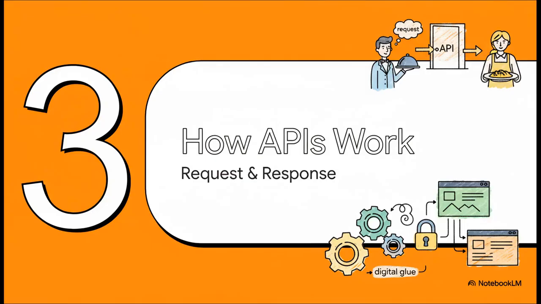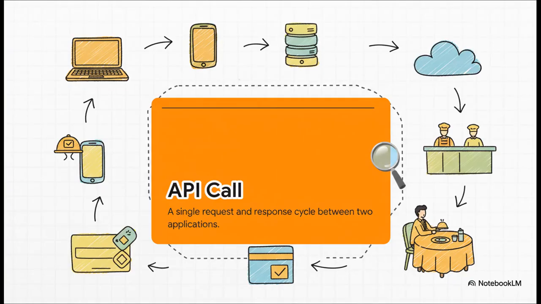Okay, so we've established that the API is like this bridge. But how does the traffic, the information itself, actually move across that bridge? Let's take a quick look at the simple mechanics of how this communication really happens. You know, this whole back and forth conversation, this request and response thing, it has a name. It's called an API call. It's just that single cycle of one request going out and one response coming back.